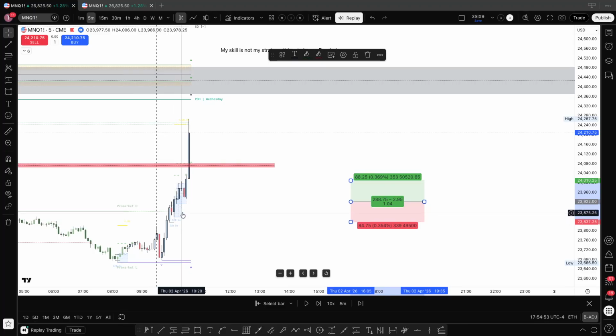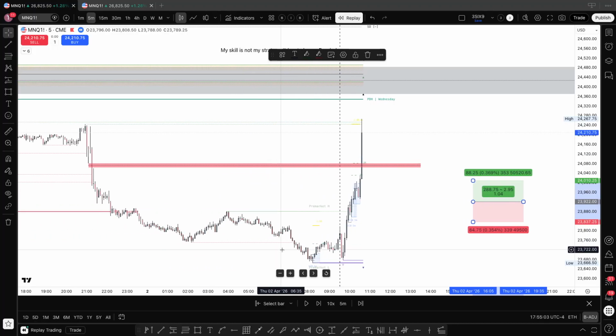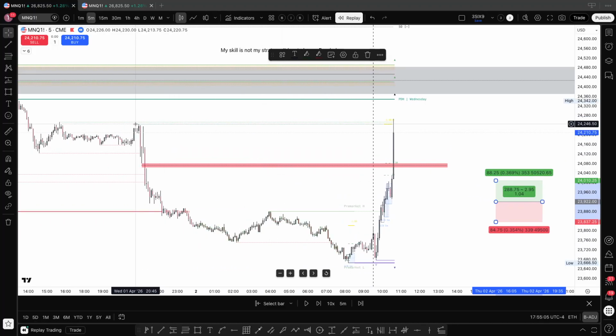This happens on 1 minute. This happens on 15 minutes, 30 minutes, 4 hours as well. But yeah, look out for these beautiful candles, and you can just trade them all the way to the top. Again, your targets are always your liquidity points up here.